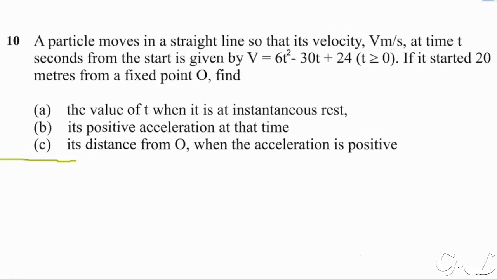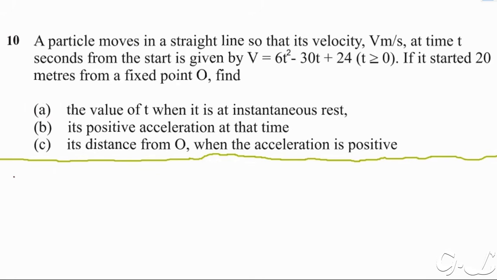So let's try to check the question. Let's try to solve the question. So we are starting with A. So a particle moves in a straight line so that its velocity v meters per second at time t seconds from the start is given by v is equal to 60t squared minus 30t plus 24, and t is greater than or equal to 0. If it started 20 meters from a fixed point O, find A, the value of t when it is at instantaneous rest.